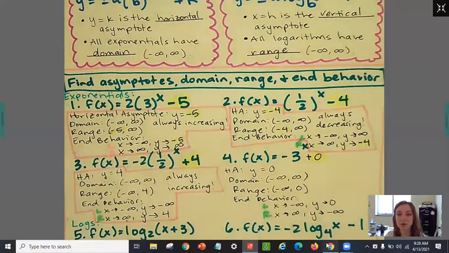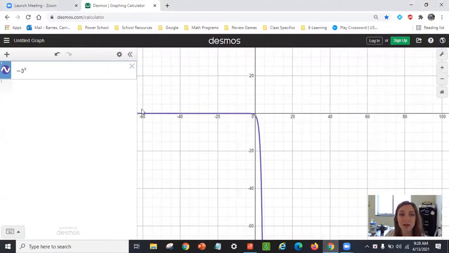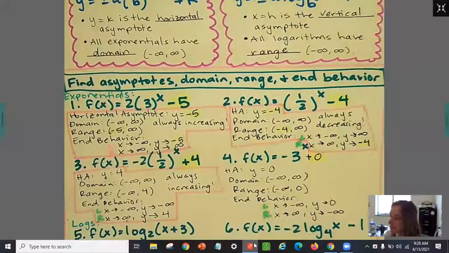Okay, and we do need to see whether it's always increasing or always decreasing. If I was on a roller coaster and I started this way, I would just be going straight down towards the ground. That'd be a very terrifying roller coaster. This would be always decreasing.